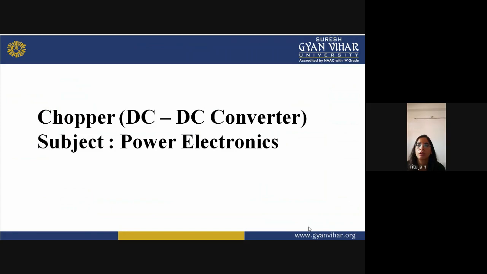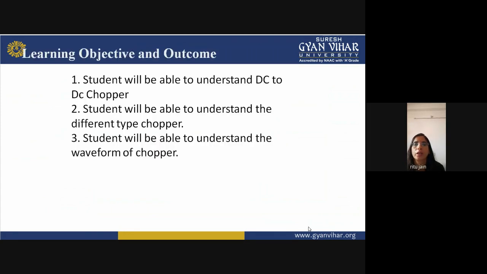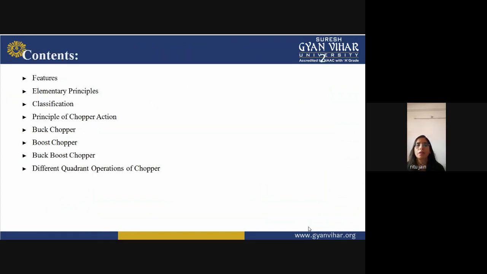Okay, so let's come to the learning objective and outcome. After this lecture, I'm expecting that students will be able to understand the DC to DC chopper, the different types of DC choppers, their operation, and their waveforms. Students will be able to classify different kinds of choppers and their applications, waveforms and operation principle. Now let's come to the contents.